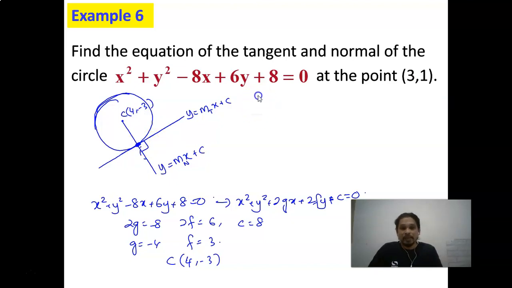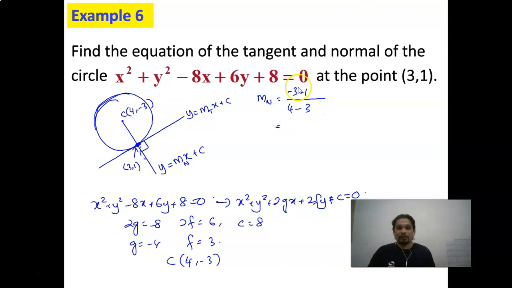So the gradient between C and this point is the gradient of normal. Okay, gradient of normal. Take negative 3 and here is the coordinate 3, 1. Negative 3 minus 1, over 4 minus 3.